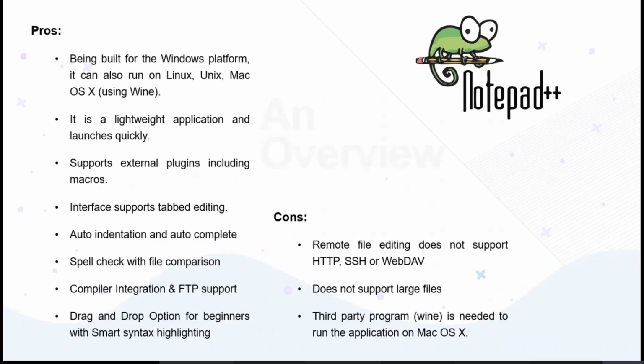So pros and cons: it is built on the Windows platform, and can also run on Linux, Unix, Mac, and Apple as well. It can be run on all these platforms using Wine. That is what we are going to do as well. We'll be installing Wine and then installing Notepad++. Then, it's a lightweight application, that is its biggest advantage, and it launches quickly. It supports external plugins, including macros.